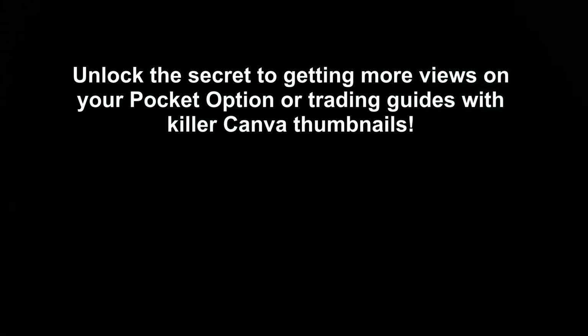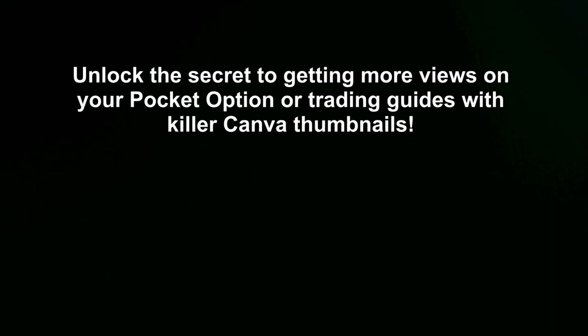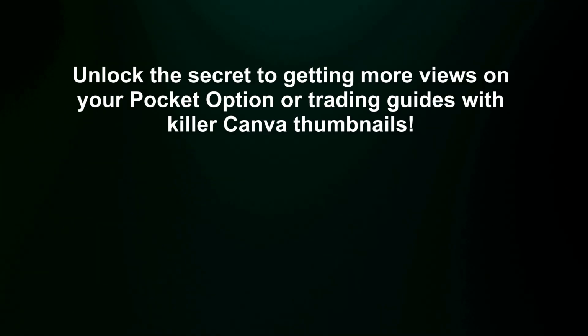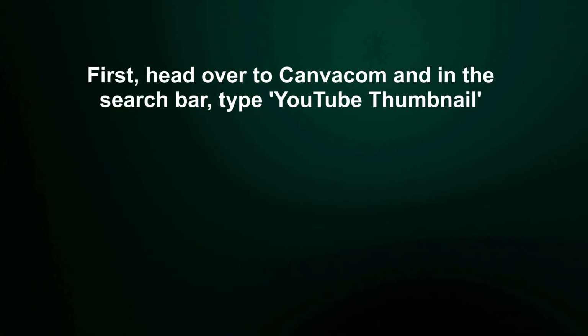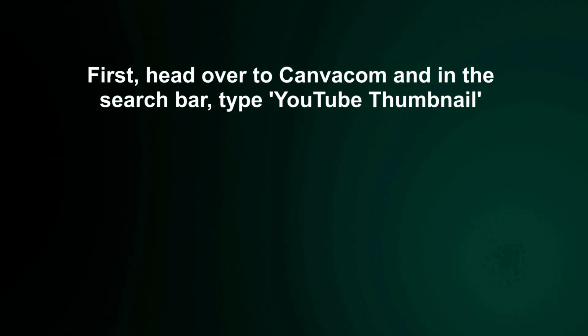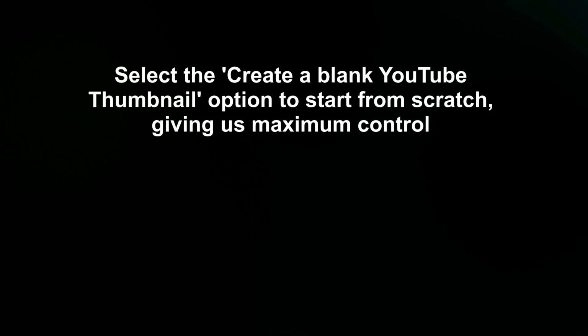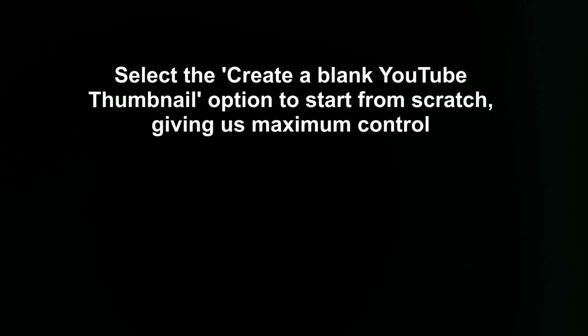Unlock the secret to getting more views on your Pocket Option or trading guides with killer Canva thumbnails. First, head over to Canva.com and in the search bar, type YouTube thumbnail. Select the Create a blank YouTube thumbnail option to start from scratch, giving us maximum control.